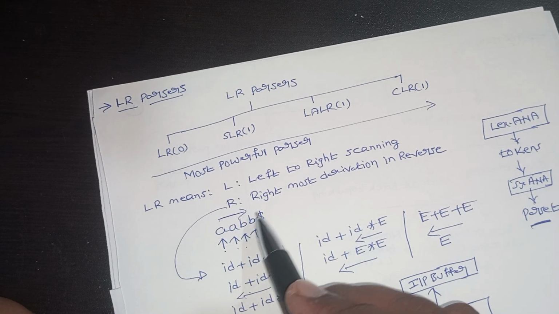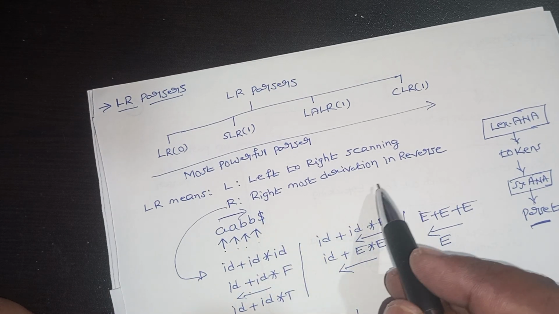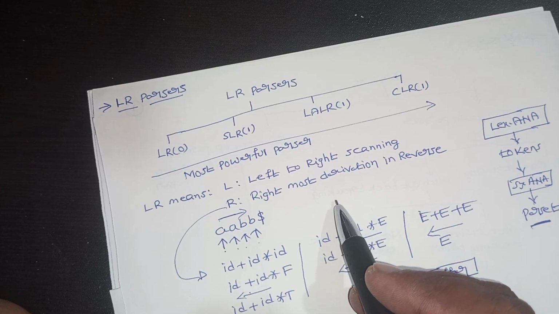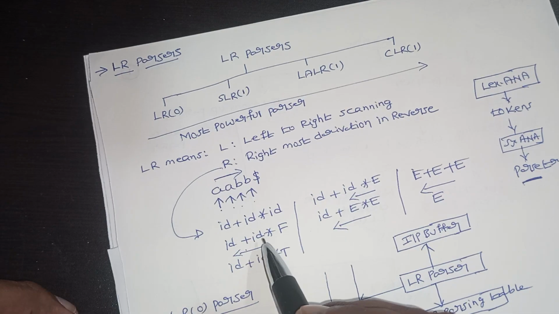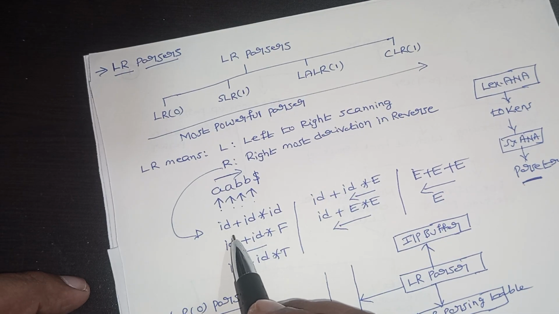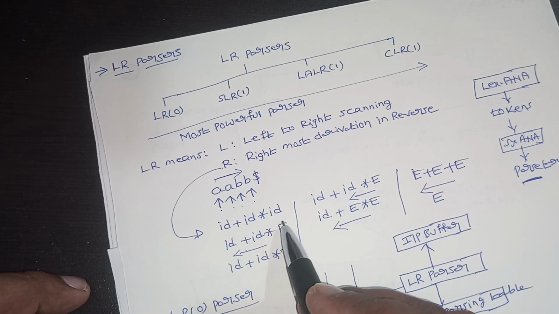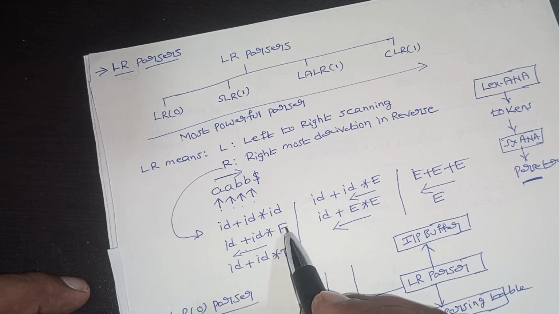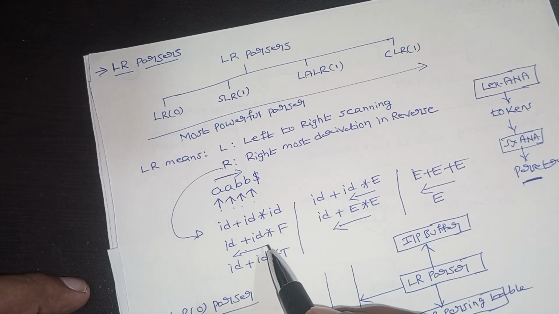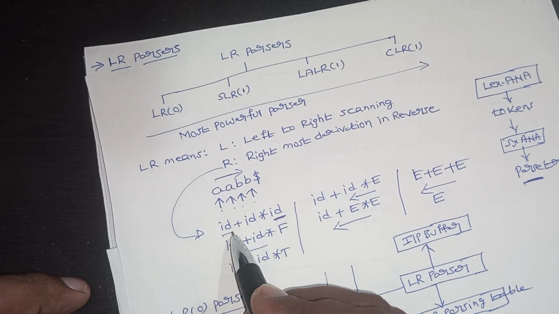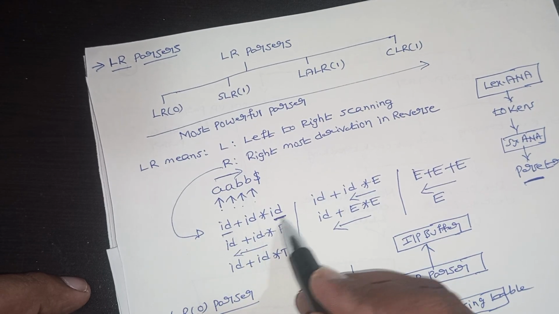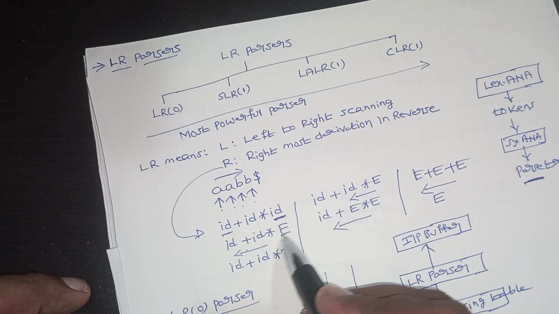The second one is rightmost derivation in reverse order. Already you know about rightmost derivation. I will take an example to show what it means. For example, I am taking the string id plus id star id. I have to reduce in reverse order. Rightmost means this is the rightmost and this is the leftmost. So these I have to reduce first, in reverse: reduce to F.